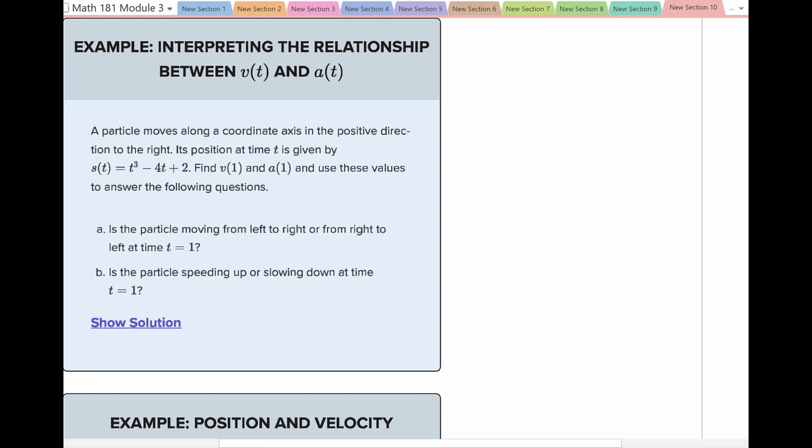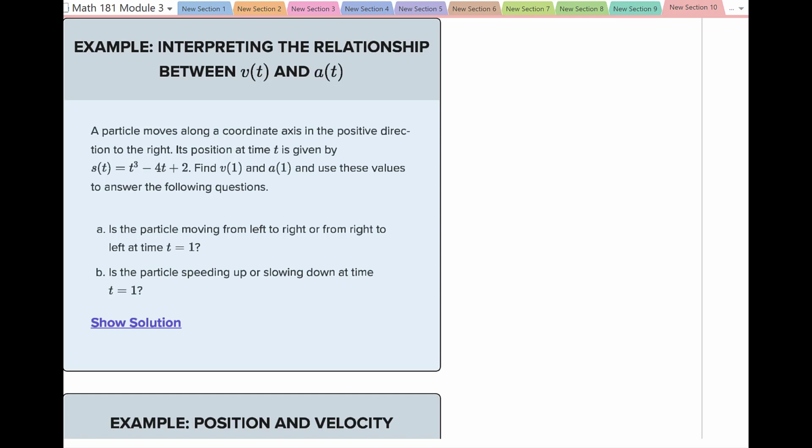Interpreting the relationship between velocity and acceleration. A particle moves along a coordinate axis in the positive direction to the right. Its position at time t is given by S of t equals t cubed minus 4t plus 2. Find the velocity at 1 second and acceleration at 1 second.